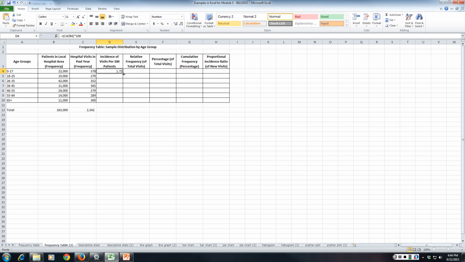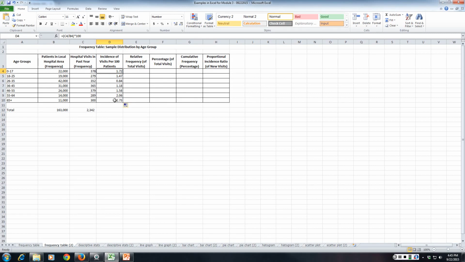Here 2 decimal points is reasonable. To round it, you go up to this little section under the number, and you can decrease the decimal by hitting the arrow to the right, or increase it hitting it to the left. 2 decimal places is good. Again, if you want to copy this formula, you can simply just drag the corner of this box all the way down. It's automatically copying the formula for the other cells. So you can see we have the incidence rate of hospital visits per 100 patients in the local area by each of these age groups.